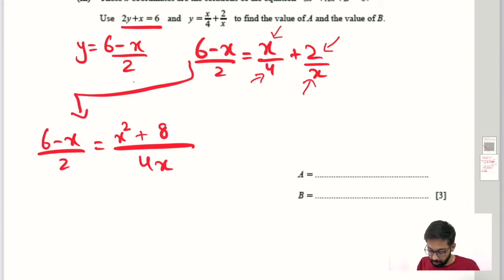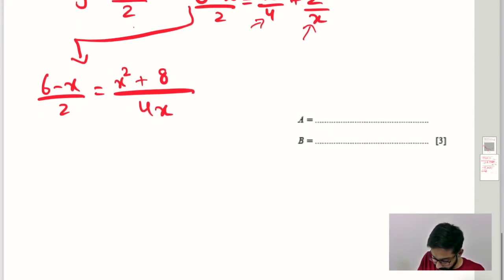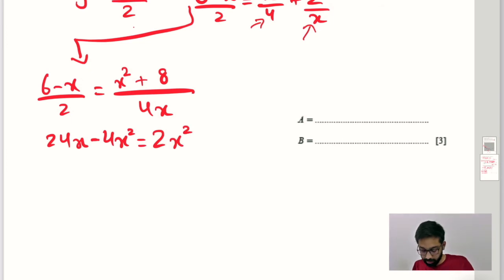So let's do that. 4x times 6 gives you 24x, and 4x times negative x gives you negative 4x squared, which is equal to, then 2 gets multiplied by the equation on the right. So you multiply 2 with x squared, you get 2x squared, and then you multiply 2 with 8, positive 8, you get 16.